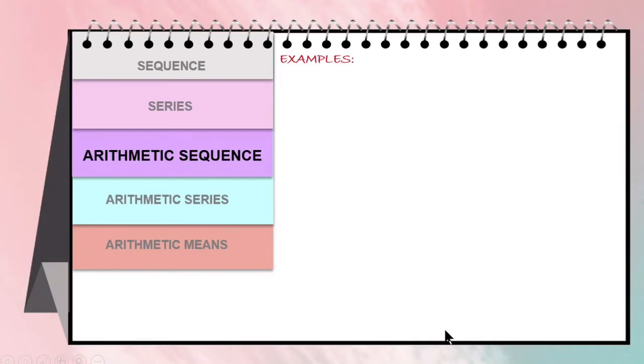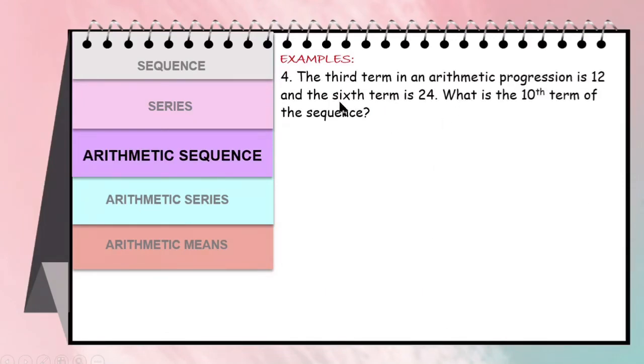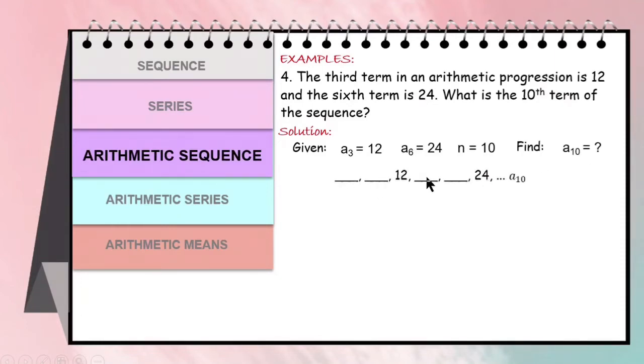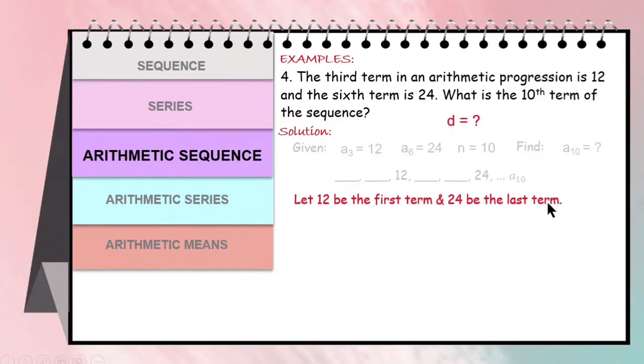Number 4. The third term in an arithmetic progression is 12, and the sixth term is 24. What is the 10th term of the sequence? Here, we have a sub 3, which is 12, a sub 6, which is 24, and the number of terms is 10, because we are looking for a sub 10, the 10th term. Remember that in order to find the last term or the nth term of an arithmetic sequence, we need the first term. And to determine the first term, we need the common difference. However, hindi pa natin alam kung ano ang value ng d. So in order to find the value of d, we let 12 be the first term and 24 be the last term.